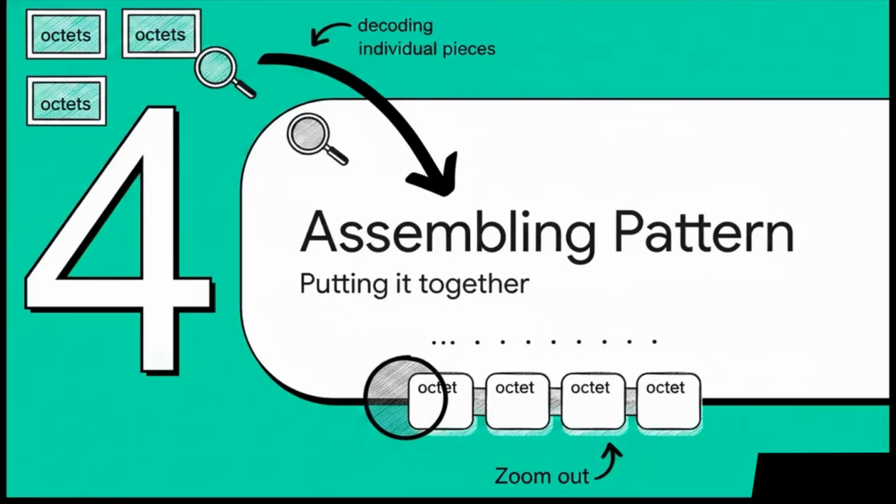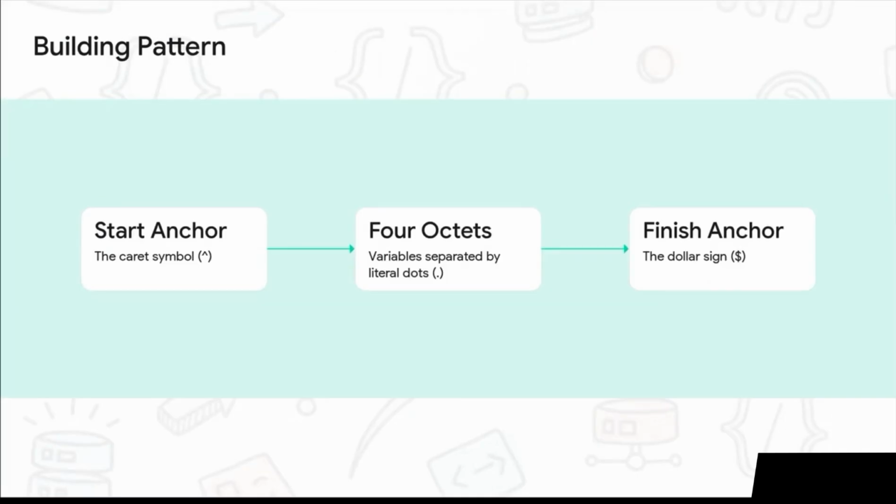All right, Section 4, assembling the full pattern. We know how to check one single octet now, so let's zoom out and see how the script handles all 4. The script builds a final pattern using some really clever structural boundaries. Step 1 utilizes a physical start line anchor, which is represented by that little caret symbol. Step 2 simply injects our decoded octet variable 4 separate times, separated by literal dots. And Step 3 uses the $ sign as a strict finish line anchor. Those start and finish lines are absolutely crucial. They ensure the bouncer evaluates the string exactly as it begins and exactly as it ends, so there is literally zero room for any extra hidden characters sneaking in.